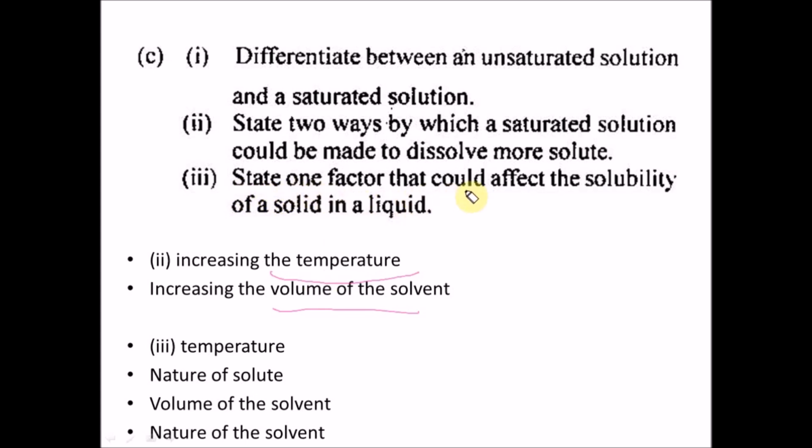So these are two ways in which you can make a saturated solution dissolve more solutes. Number 3 says state one factor that could affect the solubility of a solid in a liquid. How soluble a solid is in a liquid can be affected by several factors. The temperature; the nature of the solute, is it solid, liquid or gas; the surface area, how rough or brittle that solid is; the volume of the solvent, is the quantity small or more; and the nature of the solvent as well, is it a polar solvent or a non-polar solvent? All these are factors that affect the solubility of a solid in a liquid.